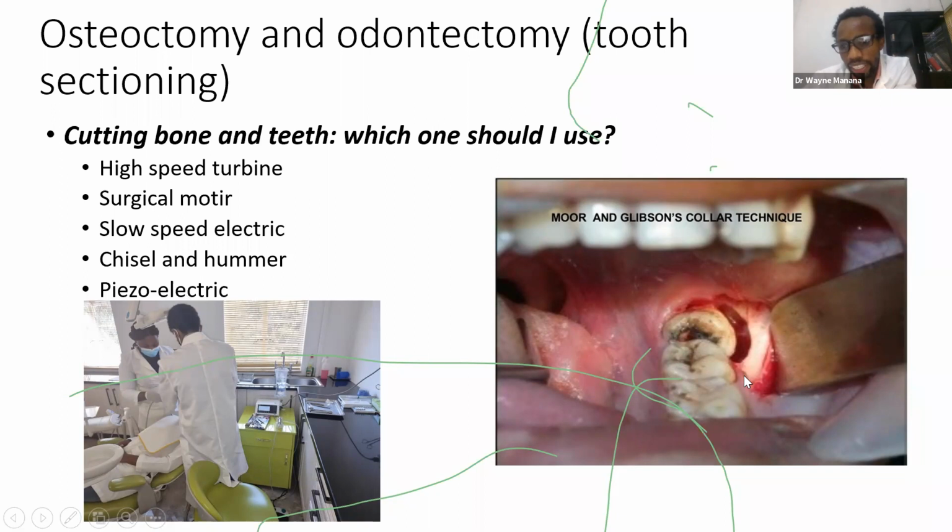So when we raise our flap, if you are doing a horizontal, you want to make what is called the Moore and Gibson collar technique. So you make a small collar of drilling bone around there before you divide the tooth in whichever direction you'd prefer to divide the tooth.